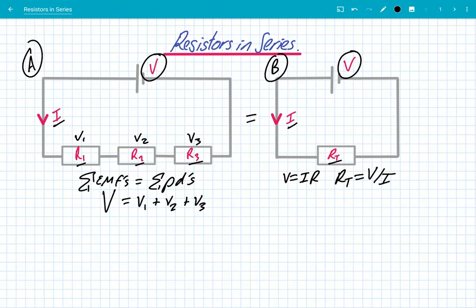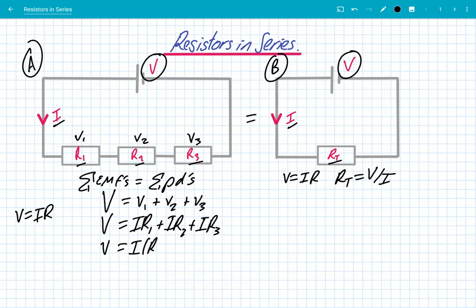And we know from Ohm's law that V is equal to IR. So we can say that V is equal to IR1 plus IR2 plus IR3. I'm now just going to factorize this, which gives me V is equal to I brackets R1 plus R2 plus R3. Now if I divide both sides by I, I get V over I is equal to R1 plus R2 plus R3.